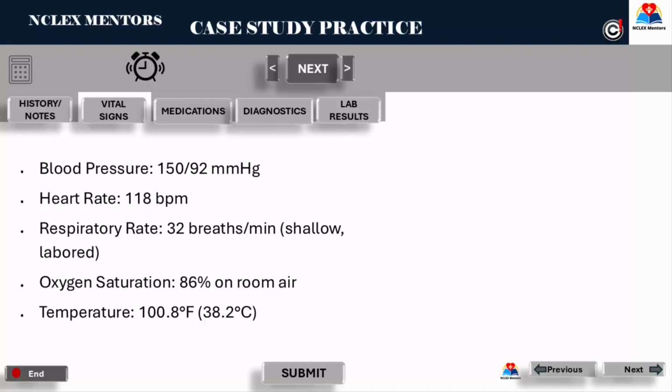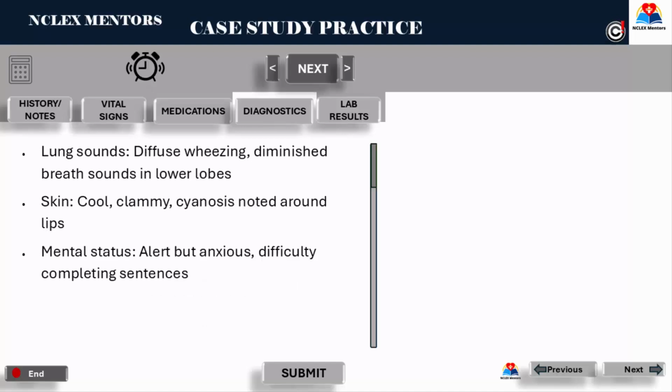That's low, indicating hypoxemia. Temperature, 100.8, suggests possible infection. Assessment data. His lung sounds reveal diffuse wheezing and diminished breath sounds in the lower lobes. His skin feels cool and clammy, and there's cyanosis, bluish discoloration around his lips, another major concern. Despite all this, he's still alert, but noticeably anxious and struggling to finish sentences.